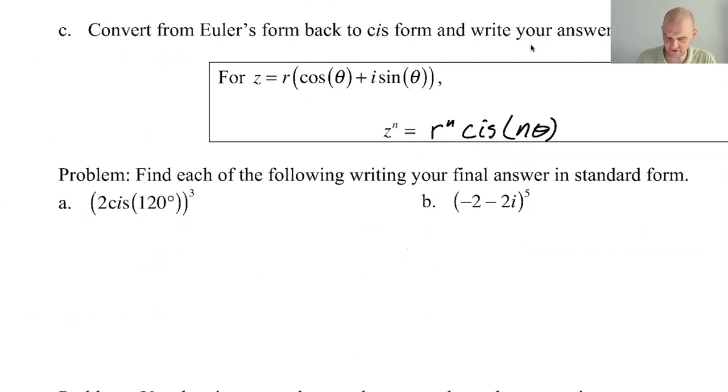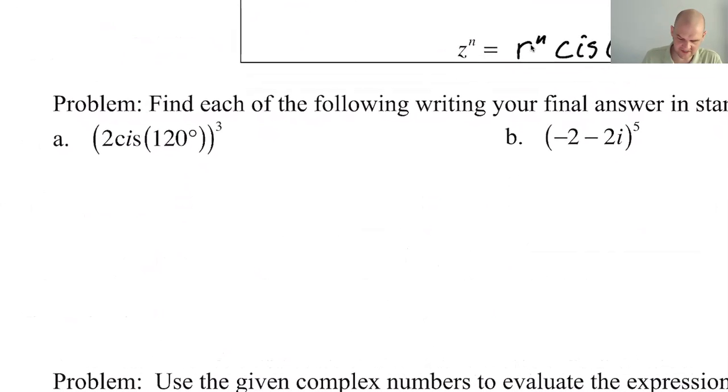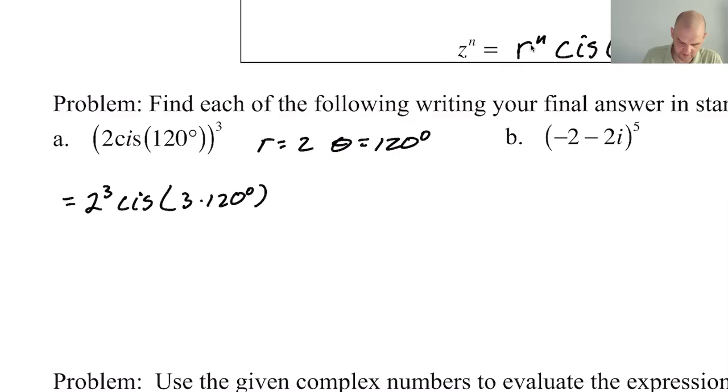Especially when they're already in polar form. So let's see if we can use it. We want to do 2 cis 120 degrees to the third power. So r is 2 and theta is 120 degrees. So we're doing 2 cubed cis 3 times 120, which is 360. So this is 8 cis 360. 360 is the same as 2 pi, which is the same as 0. So this is just 8.